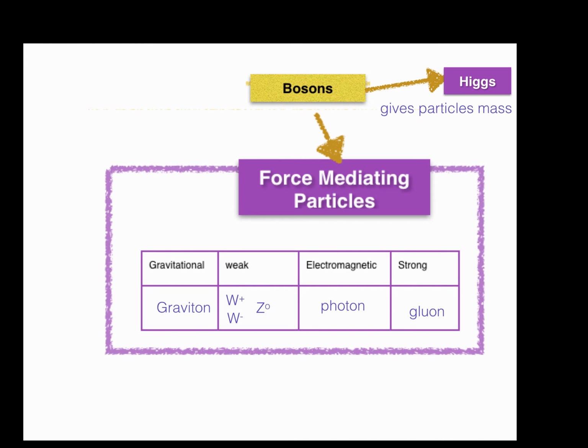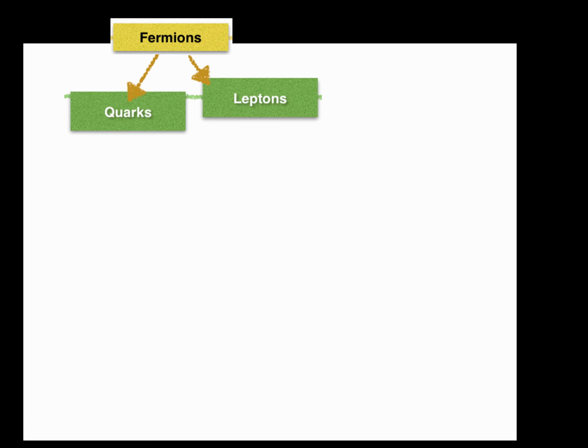It's the boson that gives particles mass. Interactions with the Higgs boson are what determine whether a particle is going to be massive or massless. Next, we're going to look at some fermions. Quarks and leptons are the 2 categories of fermions.